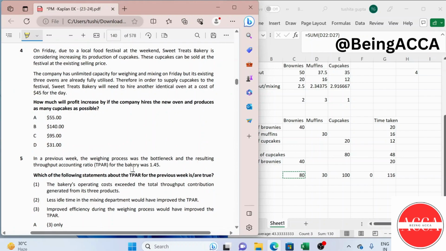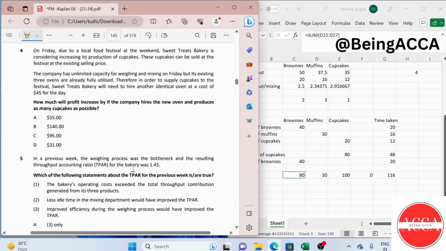On Friday, due to a local food festival at the weekend, Sweet Treats Bakery is considering its production of cupcakes. These cupcakes can be sold at the festival at the existing selling price. The company has unlimited capacity for weighing and mixing on Friday, but its existing 3 ovens are already fully utilized. In order to supply cupcakes to the festival, Sweet Treats Bakery will need to hire another identical oven at a cost of $45 for the day.